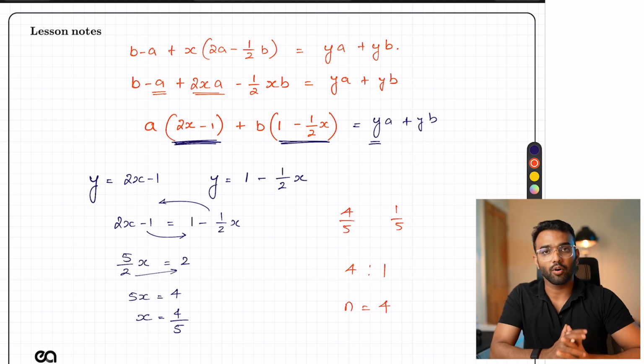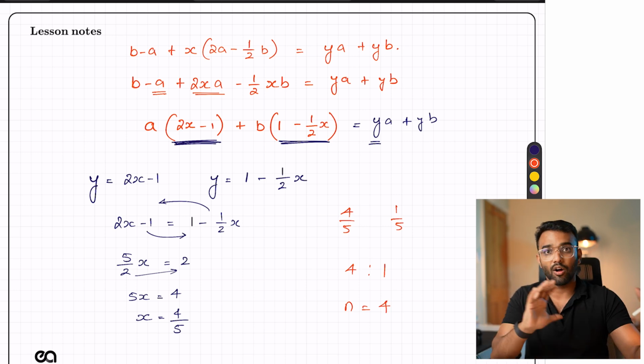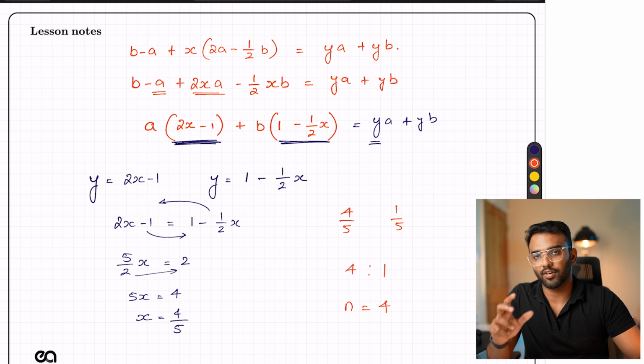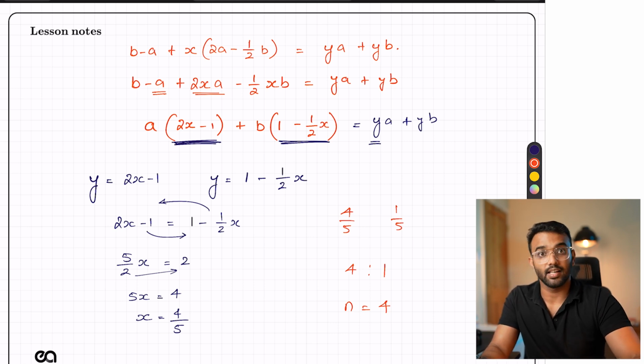I know this is a long question. This is usually the harder vector question. It's a very long one with a lot of marks. We will be going through this in lessons as well.